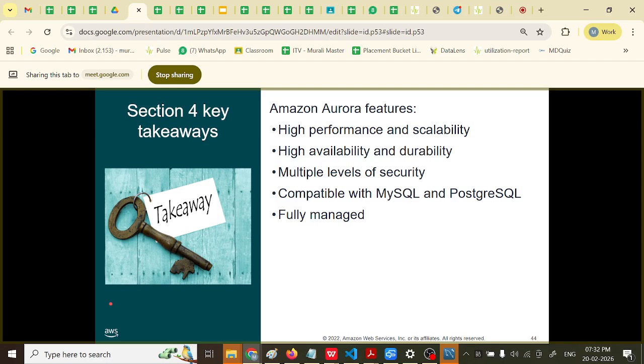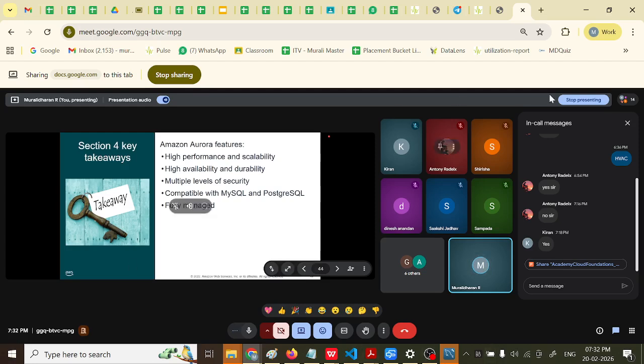Coming to the end of this section. Yes, Kiran, can you read it? Yes, sir. Amazon Aurora features high performance and scalability, high availability and durability, multiple levels of security, compatible with MySQL and PostgreSQL, fully managed.